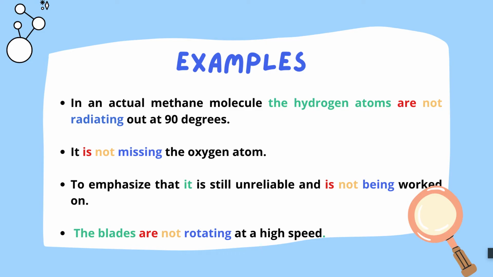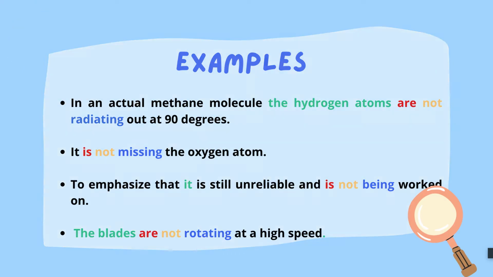Example 3. To emphasize that it is still unreliable and it is not being worked on. Here we still have the word not, but we also have a stative verb. Do you remember them? Right, it's the verb to be. Example 4. The blades are not rotating at a high speed. In this example, we have the verb rotate that follows the conjugation rule number 3 and the word not for this sentence to be negative.